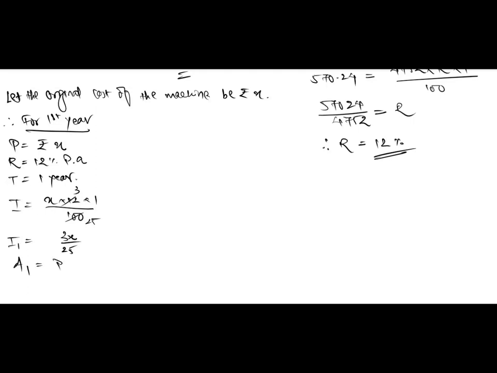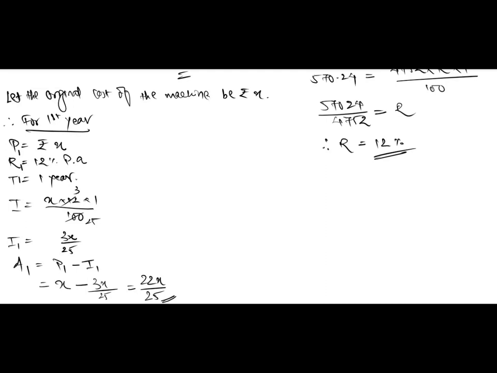It will be P1 minus I1, because here it's a question of depreciation. So x minus 3x upon 25. So 25 minus 3 is 22x upon 25. Okay, so we found the amount at the end of 1 year. Now what?